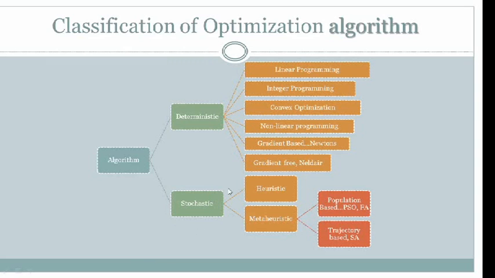Stochastic is also categorized or classified as heuristics or meta heuristics, although in the present era the heuristic and meta heuristics are called simultaneously, and the meta heuristic is very popular, which may also be categorized into two portions, that is population based. There are some examples, that is particle swarm optimization and Firefly algorithm, and meta heuristics are also classified as trajectory based.